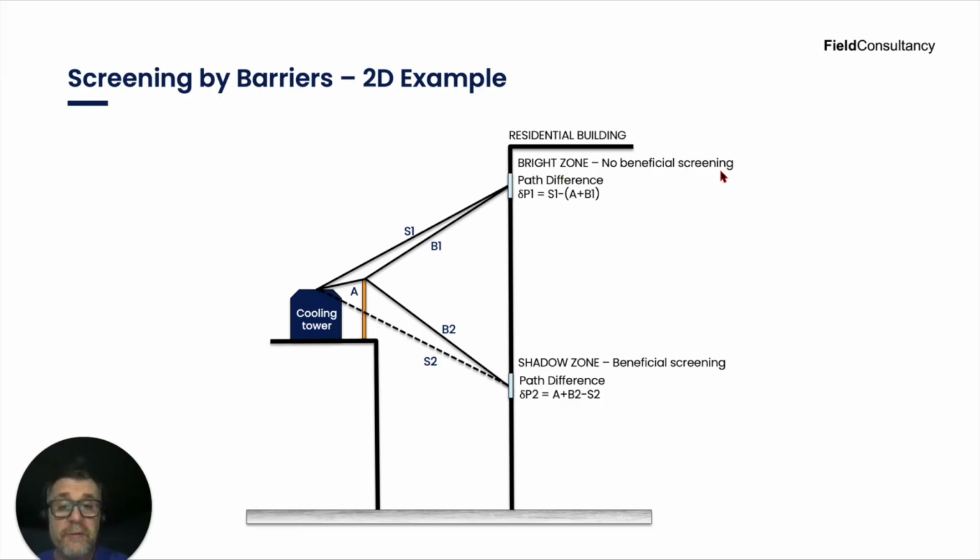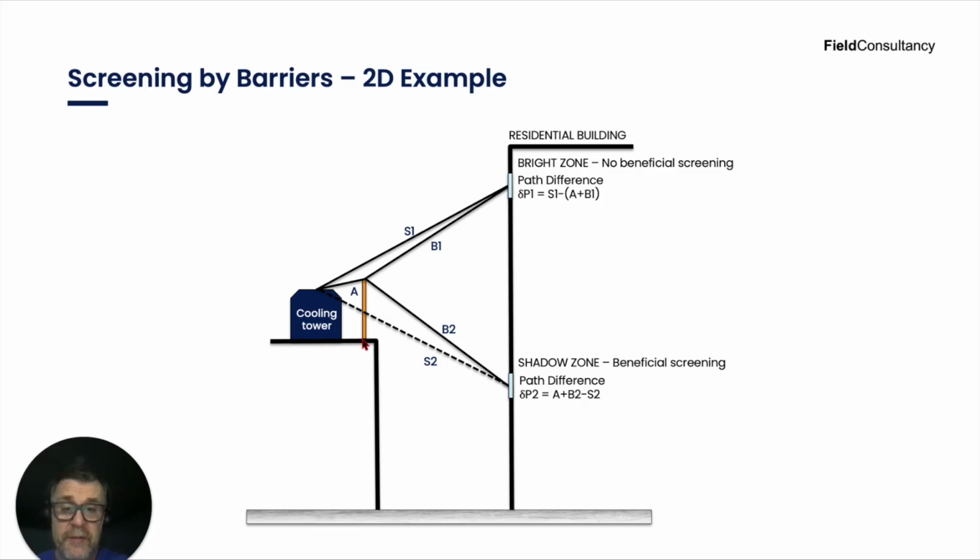So there's no beneficial screening provided by that cooling tower because the barrier is not high enough to block the line of sight. On the other hand, at an apartment lower down in the building, where the window has a line of sight that is blocked by the barrier, we are going to get beneficial screening.